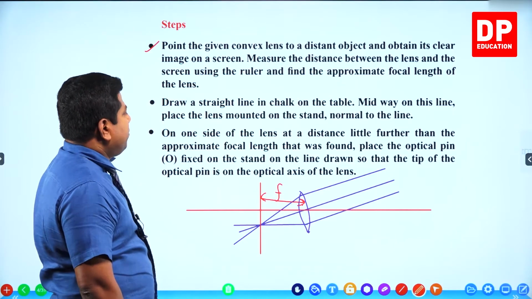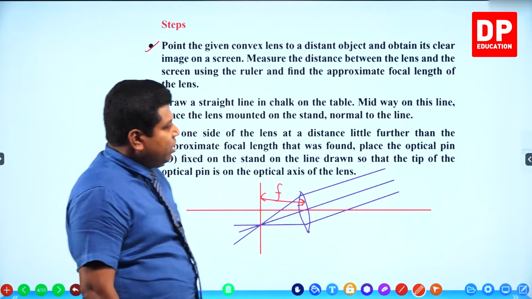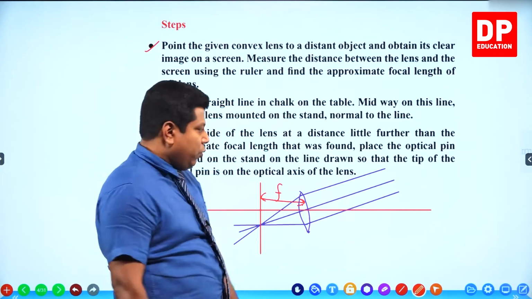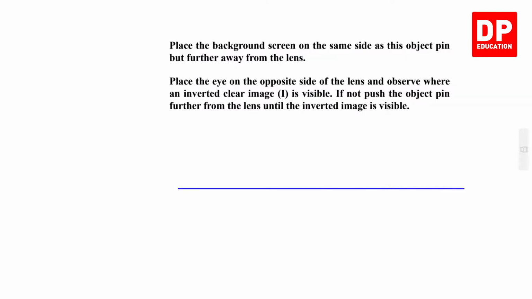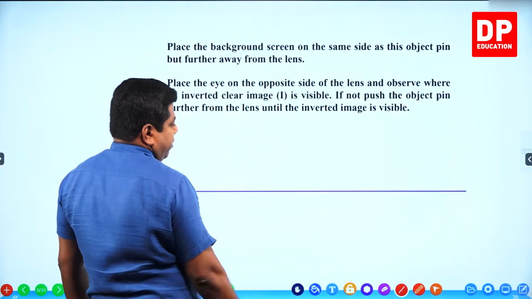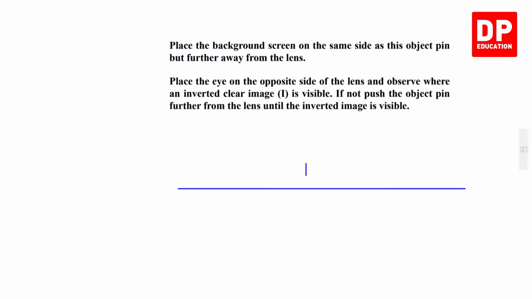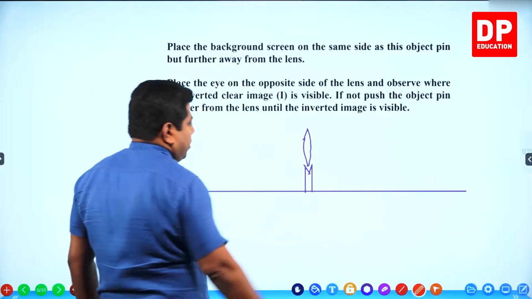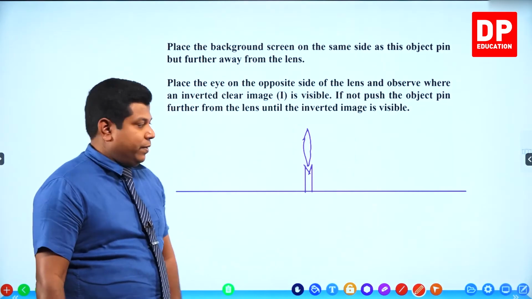Then draw a straight line in chalk on the table. Midway on this, place the lens mounted on the stand normal to the line. See how we do that. Let's say this is the line you have drawn with the chalk. Somewhere in the middle, you keep the stand and the lens. That's your stand and the lens.